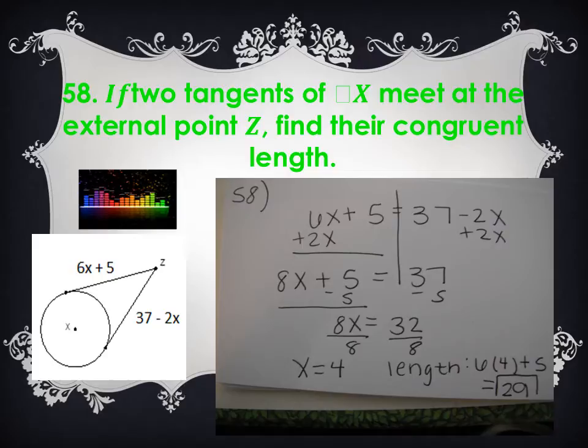You get x equals 4, but the problem does not ask us to find x, so we have to go back and substitute that in to the length to answer the question. So we plug 4 back in for 6x plus 5, and we get the length to be 29.